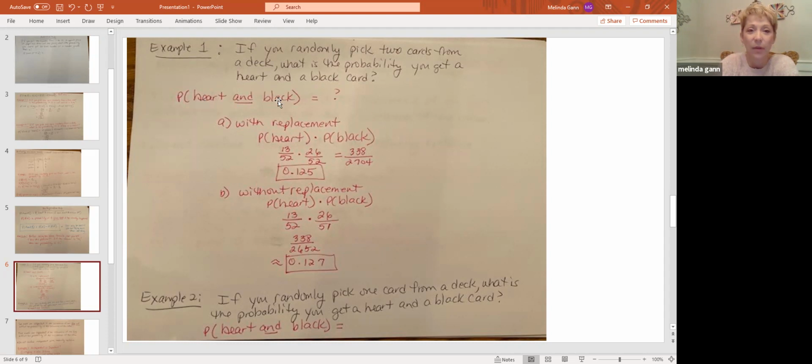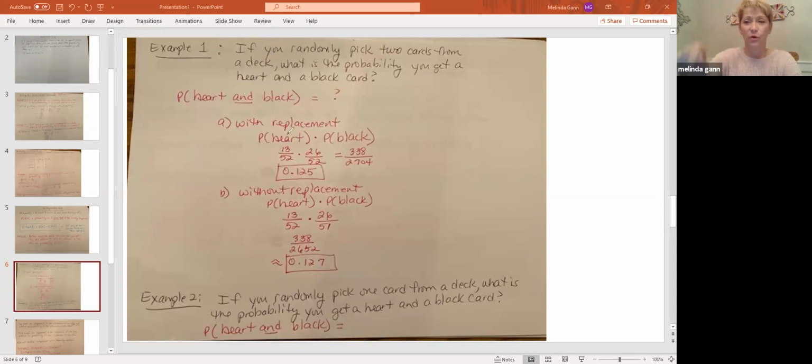Probability of a heart and a black card. So before I grab the formula, I ask myself, is it possible? If I'm picking 2 cards, can I get a heart the first time and a black the second time? Yes, that's possible. So if that's possible, then I do my formula, which is the probability of the first one times the probability of the second one. But remember, when you're doing this one, you assume this has already happened. All right, but again, separate problems.